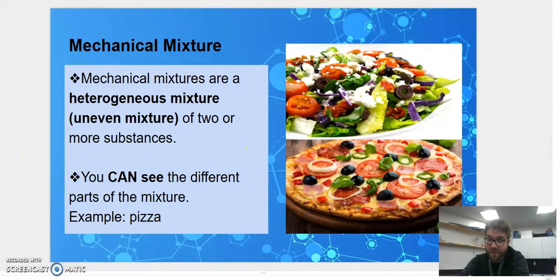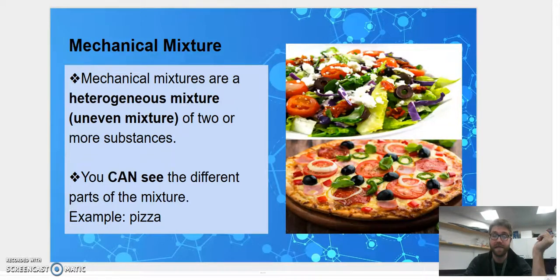A mechanical mixture or a heterogeneous mixture is an uneven mixture, which means you can see all the different types of substances mixed in. You can see, for example, in this pizza, you can see the pepperoni, you can see the onions, you can see the olives, the cheese, the tomato sauce, the tomatoes, the crust, the bread. You can see everything. Mechanical mixture does not discriminate. You can see all the different parts. And that is all we need to know about the different types of pure versus mixture things.